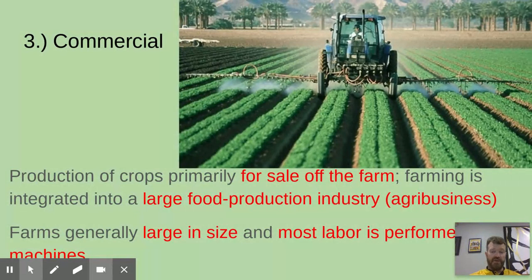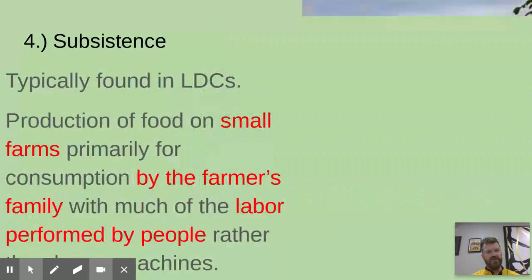So commercial agriculture would happen in more developed countries. Obviously this is something that we see around here. Heck, this guy's spraying chemicals on these crops. That's fertilizer, that's keeping the bugs away. Lots of things that are going to increase the yield, the amount of stuff that's actually produced. So that's commercial. Commercial is when you do it for more than just your family.